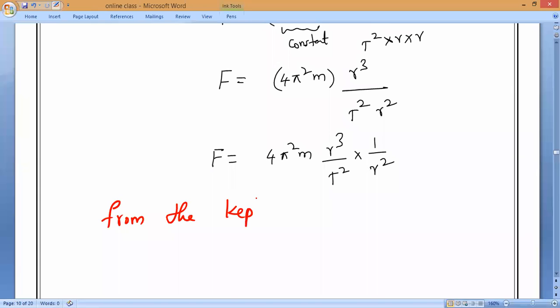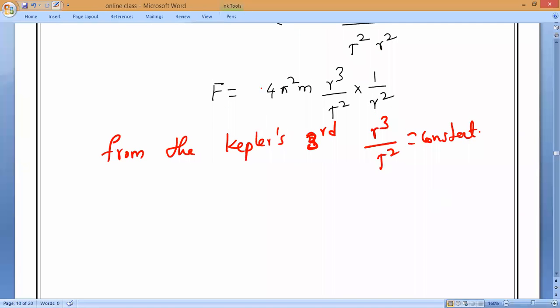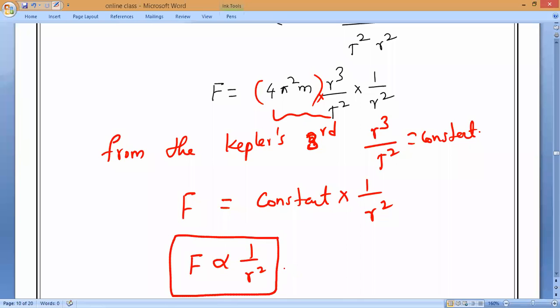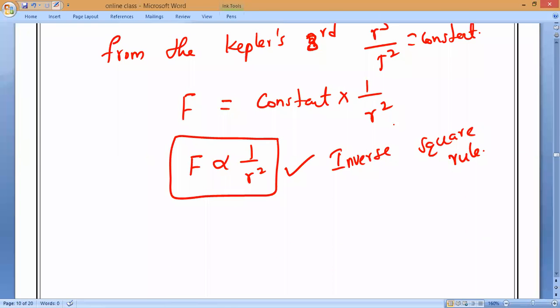From Kepler's third law, what is constant? R cube by t square is equal to what? Constant. And as well, already we know that 4 pi square m is also what? Constant only. So F is equal to constant, the entire thing will become constant, understanding? Into 1 by r square. So instead of equals to constant, we can replace it with what sign? Proportionality sign. This is only called what? Inverse square rule. Is it okay, guys? So inverse square law.